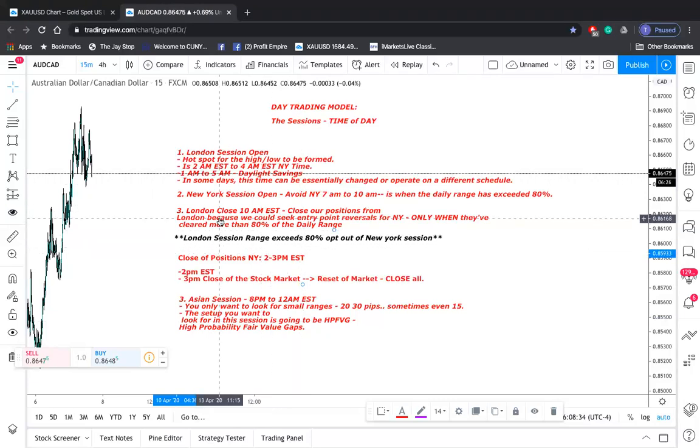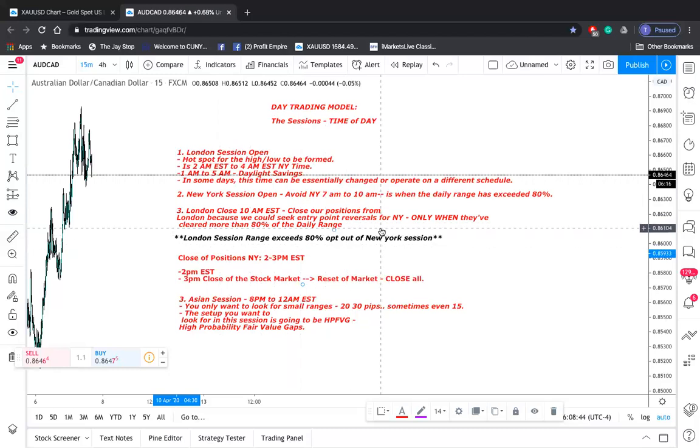The third part of New York is going to be London close at 10 a.m. Eastern. We close our positions from London because we could seek an entry point for reversals in New York City. We only look for reversals in New York City when and only when they've cleared more than 80% of the daily range in London session. So in short, when the London session range exceeds 80%, we do not trade New York.